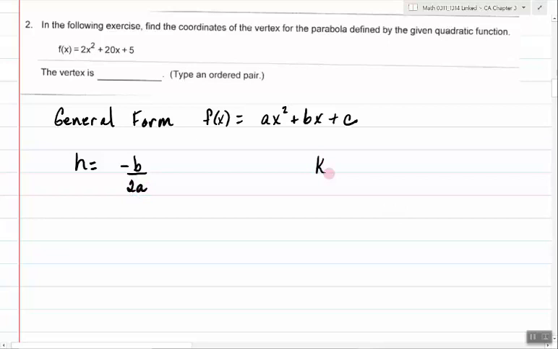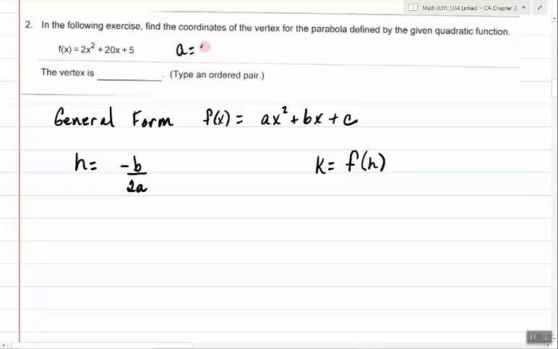The k, there's a couple of ways to find it. It has its own formula, but most people do this. They find f of h. In other words, when you get the h number, plug it in and you'll get the k number. In other words, you have the x, you find the y. So let's do it with this example.